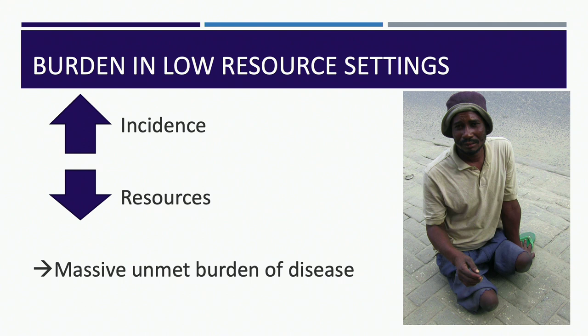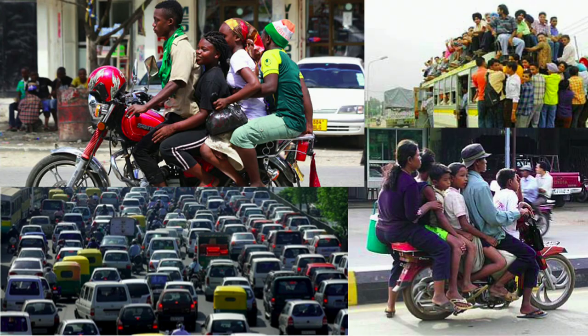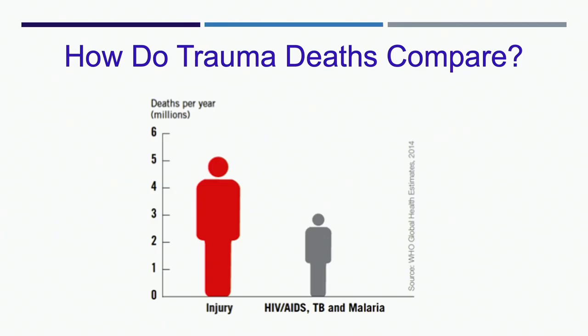If I boil it down into a nutshell, it's pretty straightforward. The incidence of musculoskeletal disease in many forms, trauma and non-traumatic musculoskeletal disease, is a lot higher in low and middle income, lower resource settings, and the resources to treat it are a lot lower, and that leads to a very large unmet burden of disease. And if you've traveled abroad at all in a lower resource place, you've probably experienced roads like this, and it's no surprise that musculoskeletal injury is a big problem.